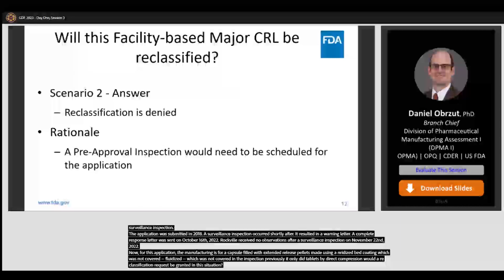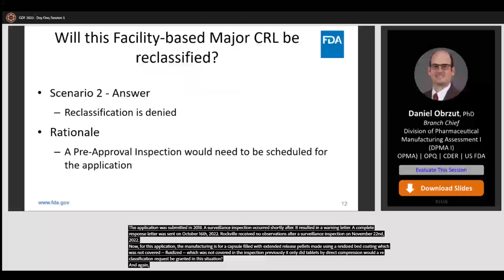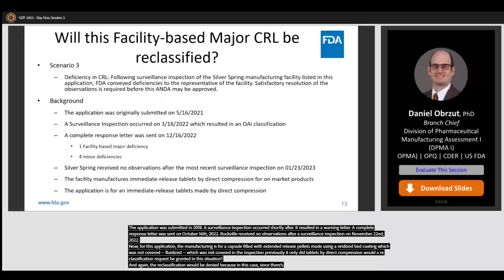And again, the reclassification would be denied because in this case, since there's much more complexity in the current application versus what the site had manufactured prior, a pre-approval inspection would need to be scheduled for the application.